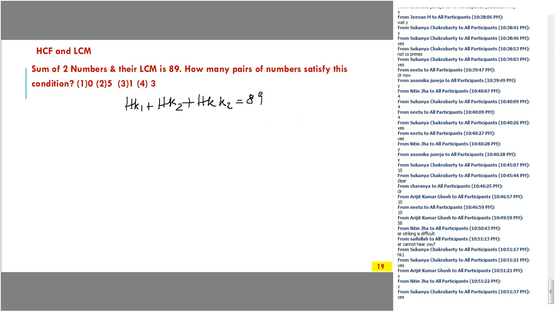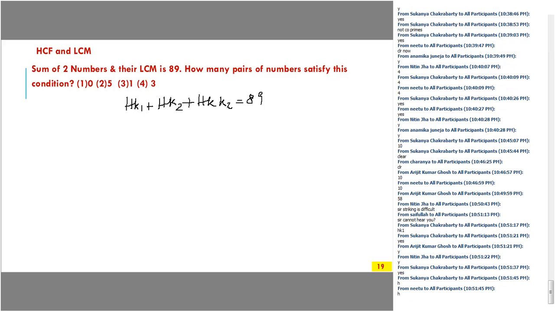Is it equal to 89? Is this what is given to us? HK1 plus HK2 plus HK1, K2 is 89. What is common to all of them? H into... so if I write H is 89, what is K1 plus K2? K1 plus K2 plus K1, K2 cannot be equal to 1. Why?